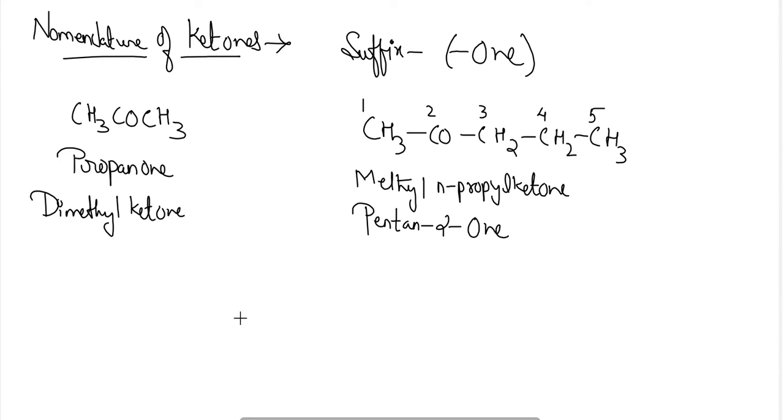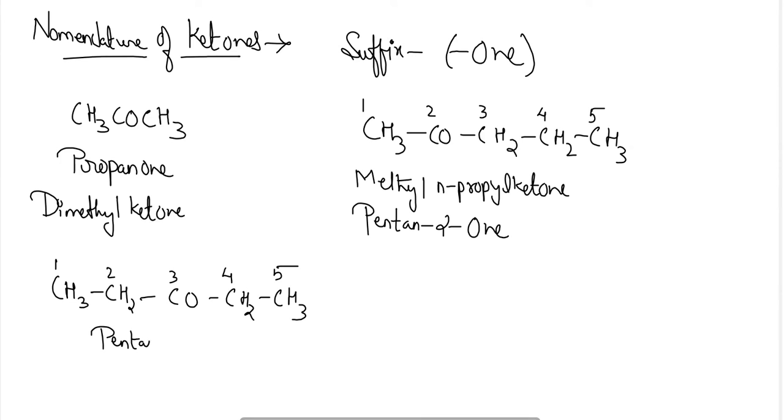Okay. But if I am changing the compound here, CH3 CH2 CO CH2 CH3. So here also we will see a 5 carbon atom chain, but here it is symmetrical on both the sides. So the name of this compound will become pentane 3 one. Pentane 3 one.